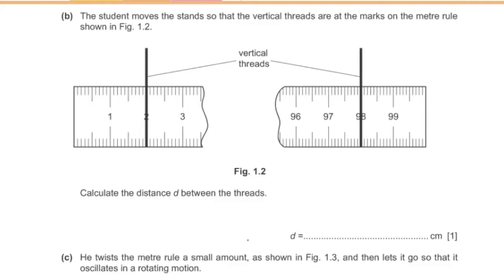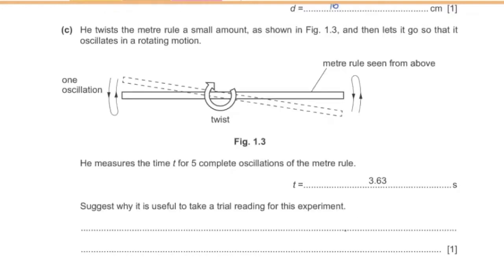Part C. He twists the meter rule a small amount as shown in figure 1.3 and then lets it go so that it oscillates in a rotational motion. He measures the time t for 5 complete oscillations of the meter rule, which is 3.63 seconds. Suggest why it is useful to take a trial reading for this experiment.